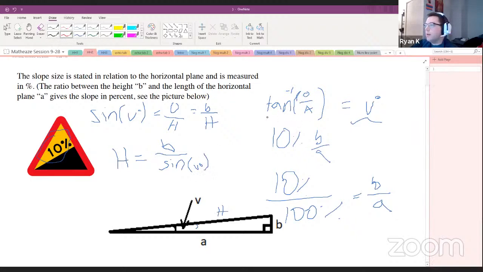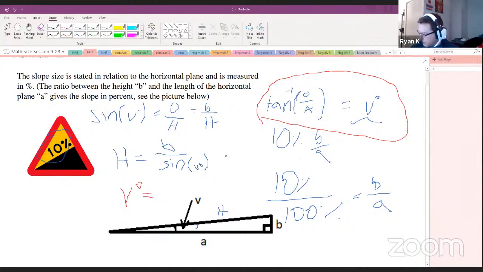And when I did this calculation, my V in degrees was, what was it? 5.71. 5.71 degrees.